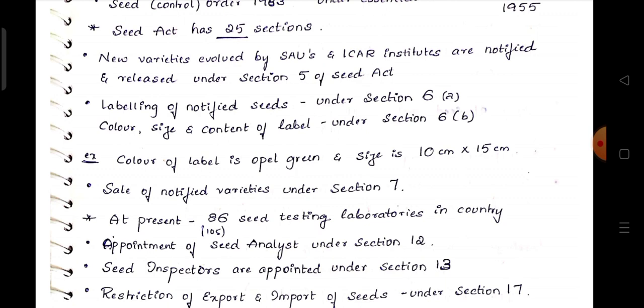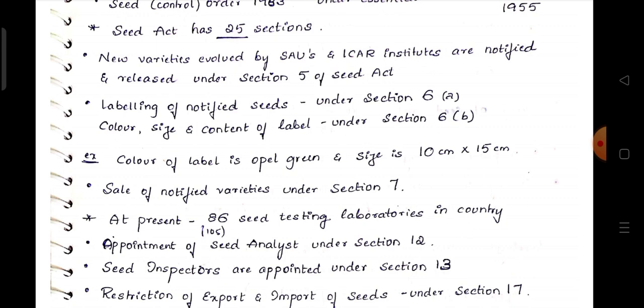A, B, C, these things are amendments, meaning sections were there before and they made gradual changes in the subsequent years. So A, B, C, D will be given. That is nothing but amendment. Color, size and content of label are under Section 6B. Example, color of label is opal green and size is 10 cm into 15 cm. Sale of notified varieties is under Section 7.